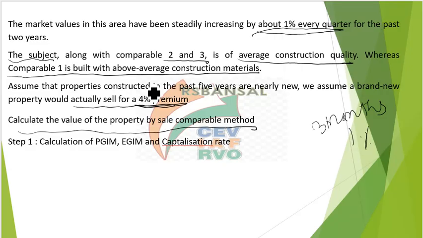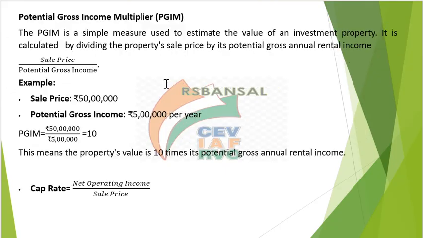So first step, you have to calculate PGIM, potential gross income multiplier, effective gross income multiplier, and capitalization rate. How you will calculate that we will discuss now. First thing you must know is what is potential gross income multiplier. It is a ratio of sale price divided by potential gross income.